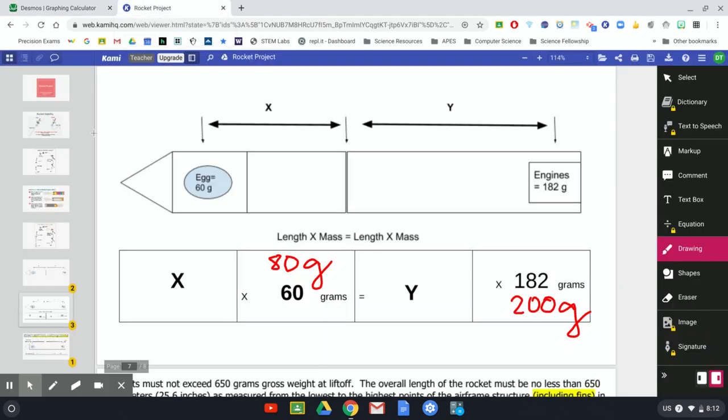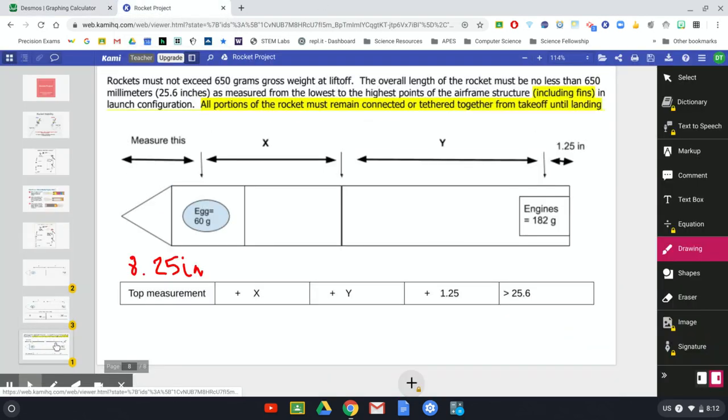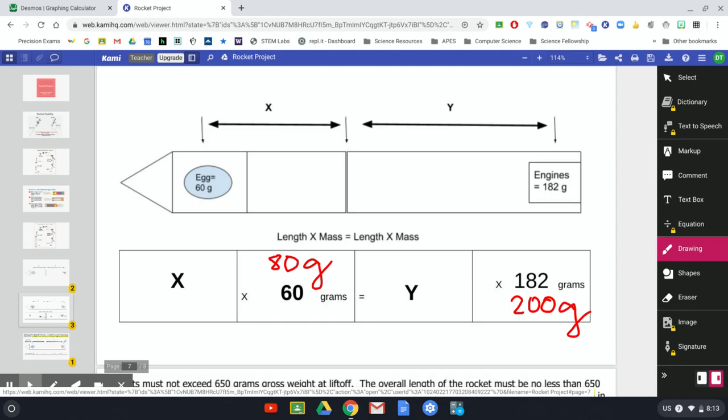And we need to go back to our constraints here. Notice that it can't be any more than 650 grams. So the longer the rocket gets, the heavier it's going to be. And notice we already have almost 300 grams worth of mass just in our engines and our crew capsule. That's not counting the body tubes. That's not counting the mass of the parachute, and the coupler, any of those pieces either. So you definitely want to take that into consideration.